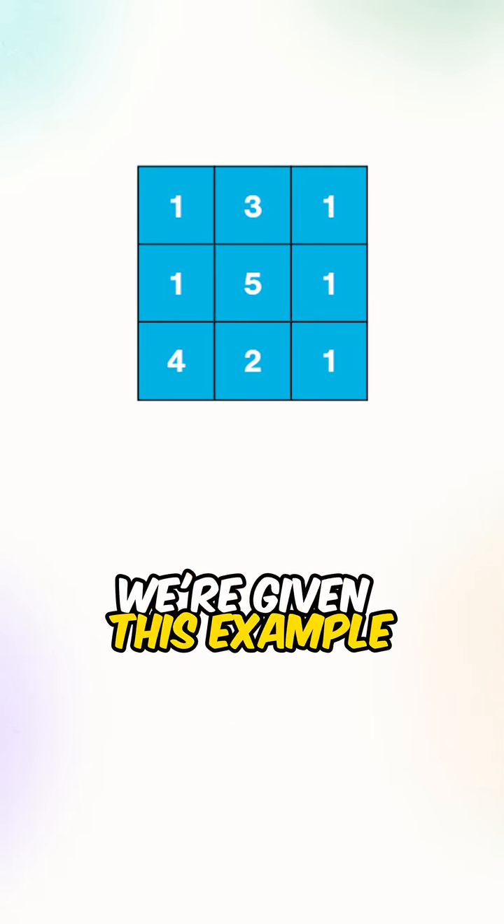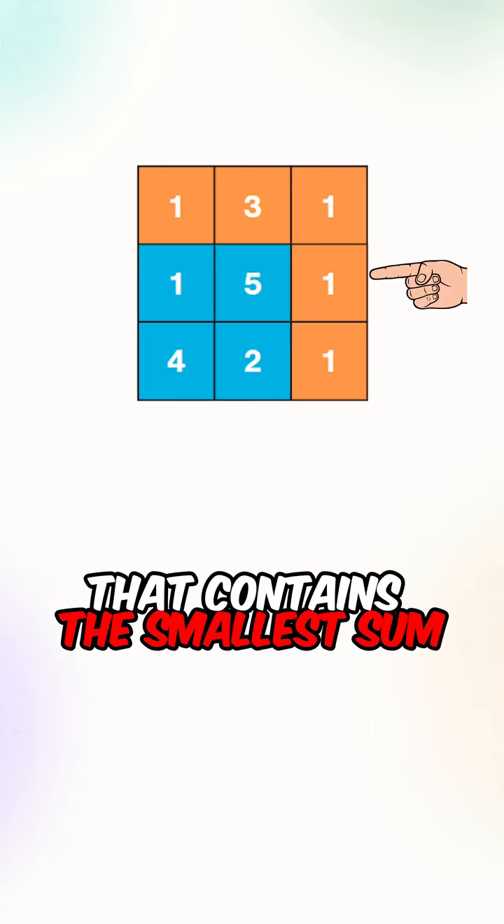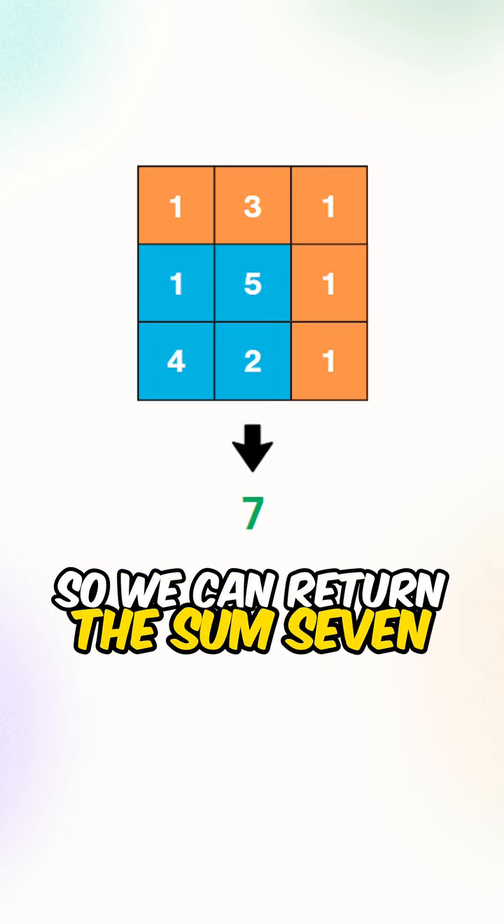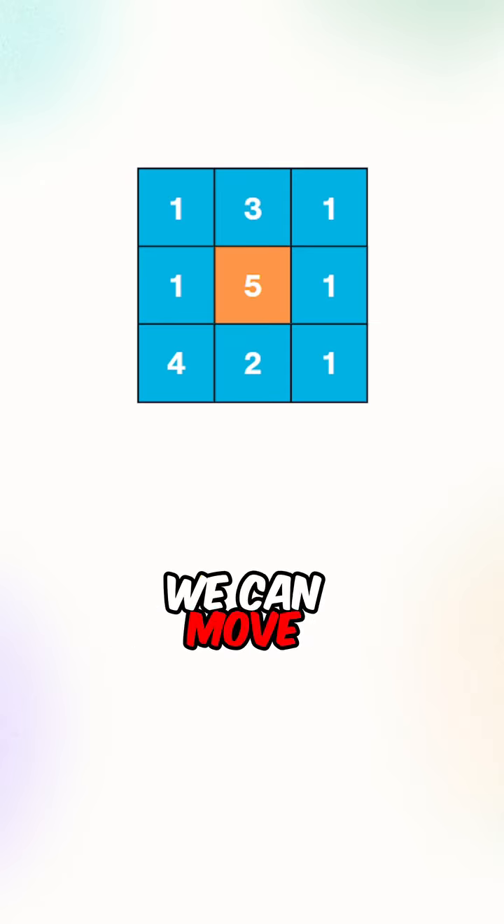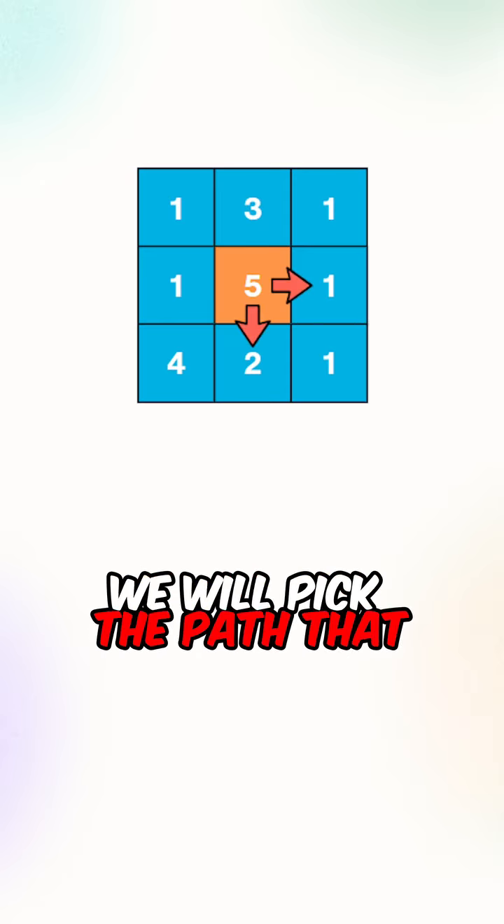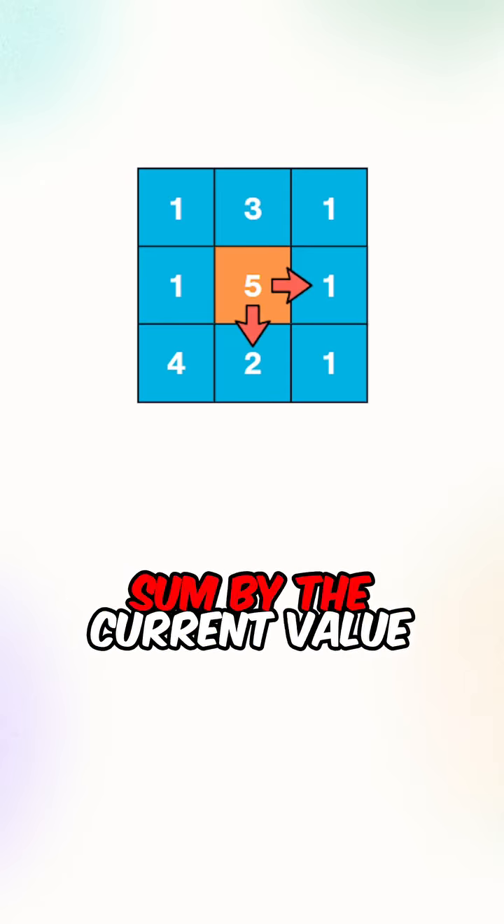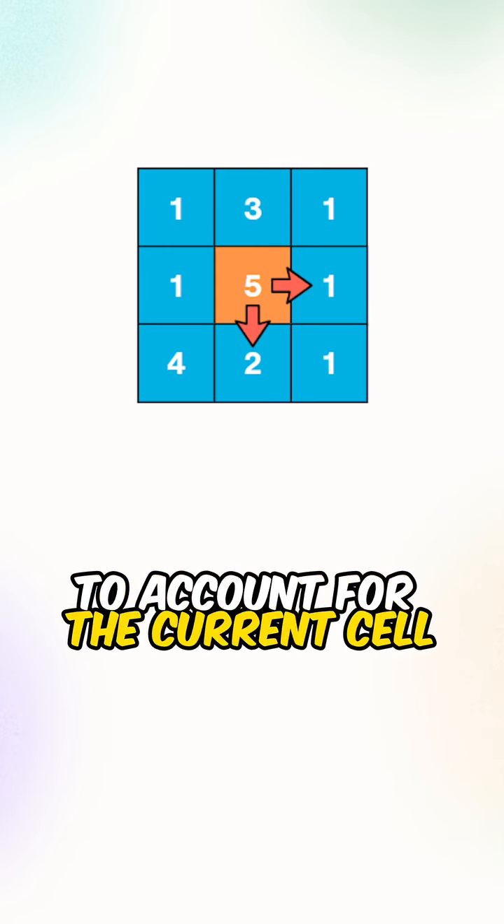Let's say we're given this example, we have the following path that contains the smallest sum, so we can return the sum 7. Let's go over the thought process. At each of the cells, we have two choices. We can move rightward or downward. We will pick the path that contains the smallest sum, and then we can increment the sum by the current value to account for the current cell.